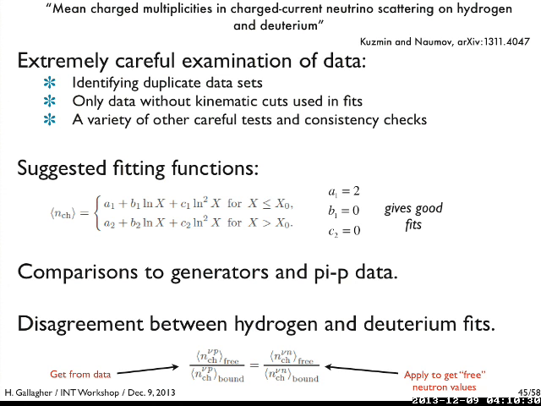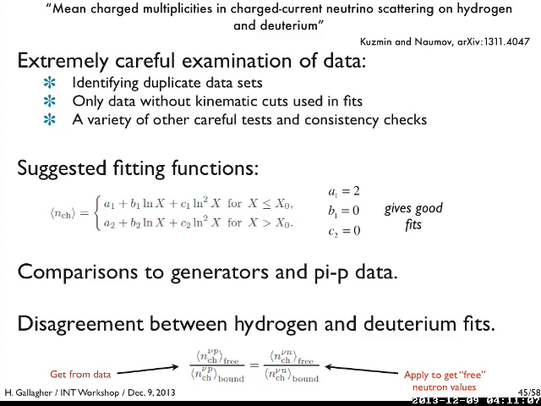So they suggest some fitting functions. They do a comparison to generators and to the PyP data that you were talking about, Ulrich, and they show that they're not actually identical the way you would expect. And then they also show that there's a bit of a disagreement if you just look at neutrino proton, that neutrino proton in hydrogen and neutrino proton in deuterium are not exactly the same thing, and they can quantify that difference and make corrections on it later so that you can take that deuterium data and use it to, in some sense, get a free neutron set of multiplicities.